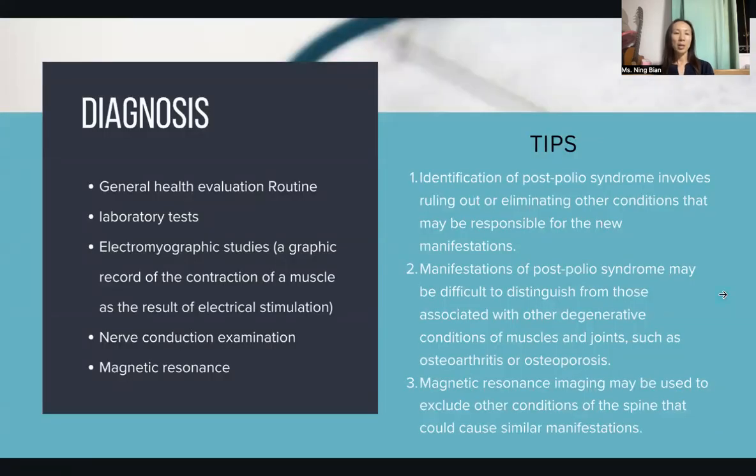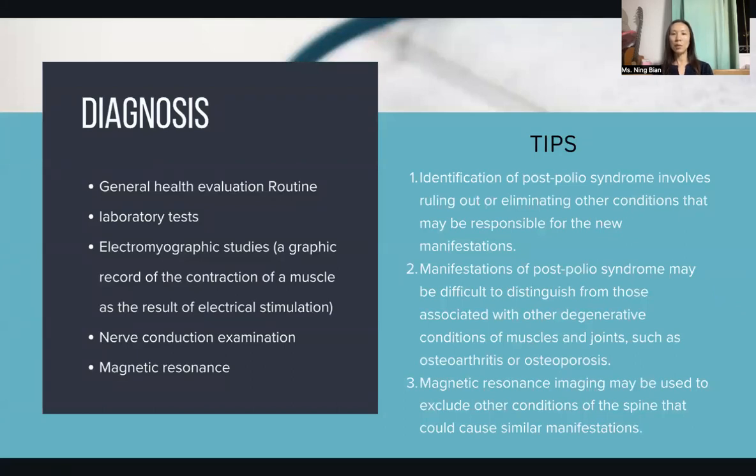Diagnosis. General physical evaluation, routine laboratory tests, electromyographic studies, a graphic record of the contraction of a muscle as a result of electrical stimulation, nerve conduction examination, magnetic resonance. There are 3 tips.